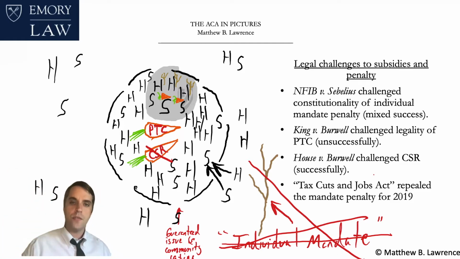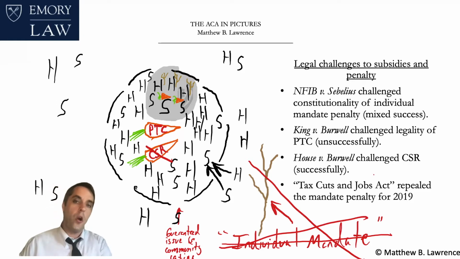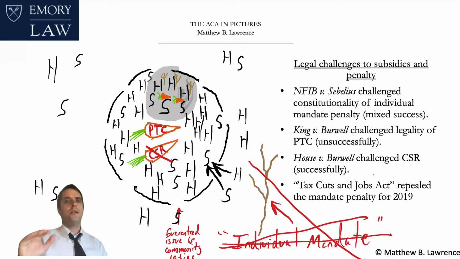Challenge 3 was House v. Burwell. This is a very complicated series of cases and legislative actions related to the other carrot, the CSR carrot, which is for cost sharing reductions. The premium tax credit carrot helps people pay their insurance every month. The cost sharing reductions carrot helps people afford the costs of their deductibles and their copays when they do get sick. And ultimately, I have on the slide that those challenges were successful. The cost sharing reduction carrot was taken out of commission.